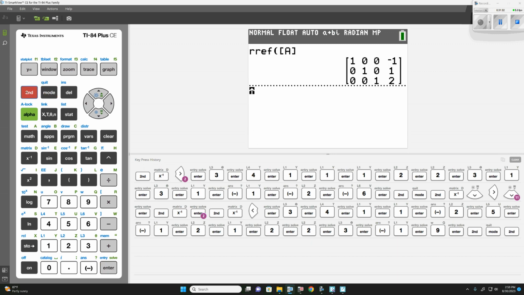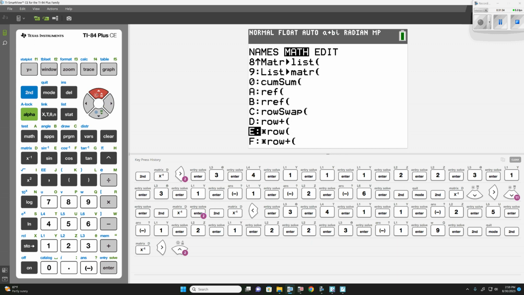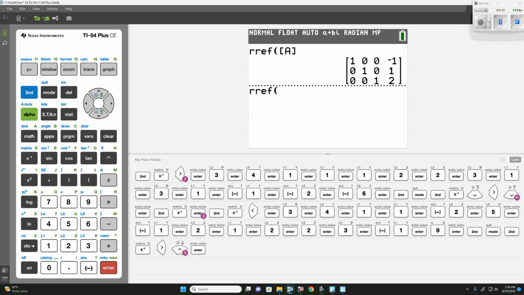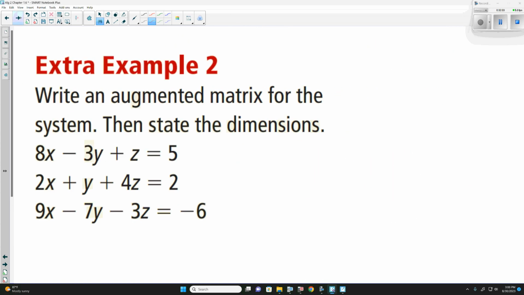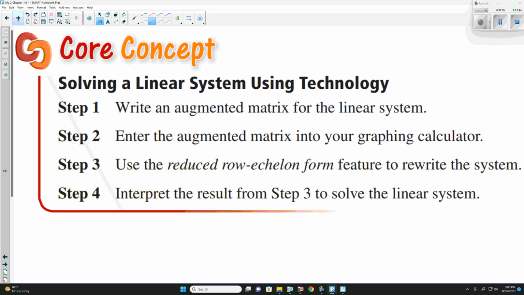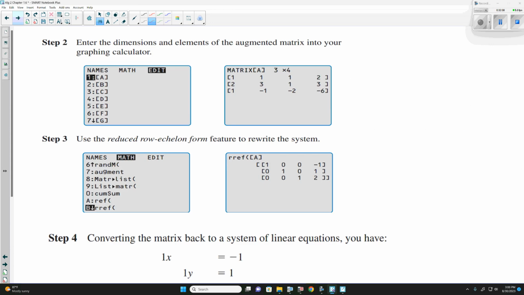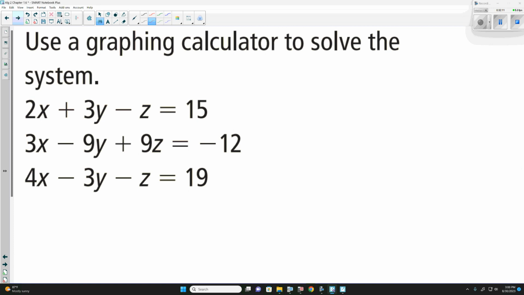Second quit. Second matrix, over to math, and we find RREF. Second matrix A, enter. And it tells me that the solution is 1, 2, negative 1. And we found by solving it by hand was the same. This is just so much easier than solving it by hand. Once we get the hang of typing this in, you're going to be a lot faster at doing these.